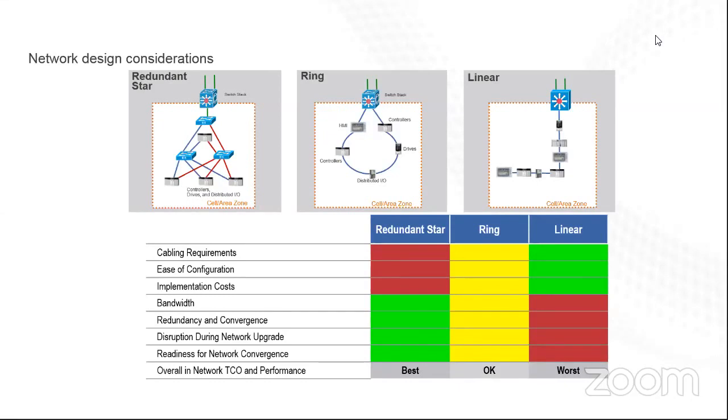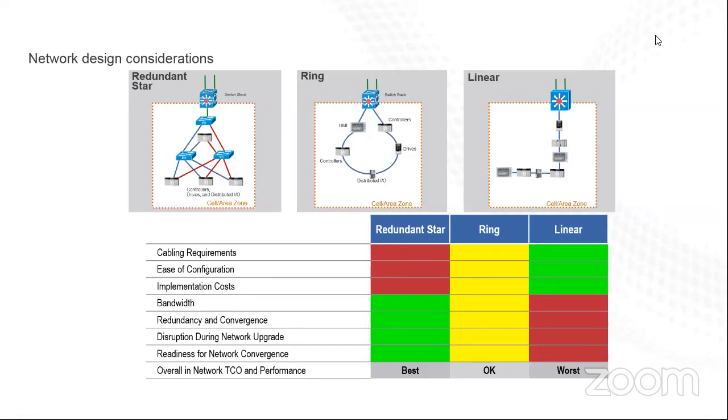So looking at the ring, all the bits and bytes are going around the ring one way or the other. Here with the redundant star, we've got multiple paths. And so with multiple paths, you can increase your bandwidth. And the other thing that's really one of the drivers of this in the operational space is the redundancy options.